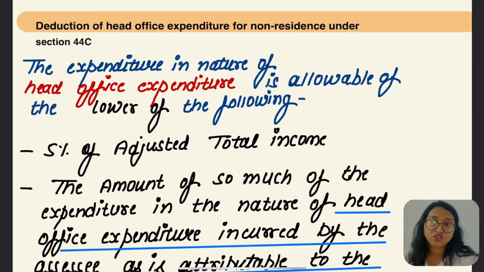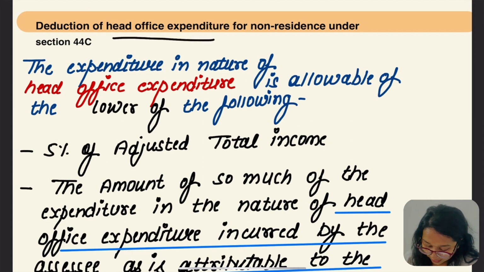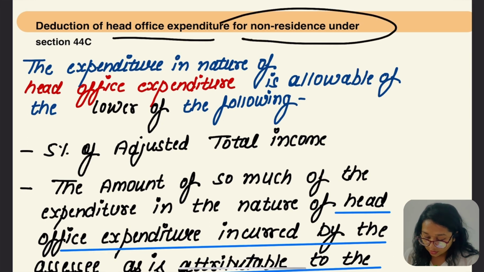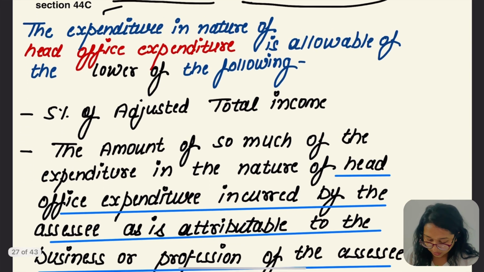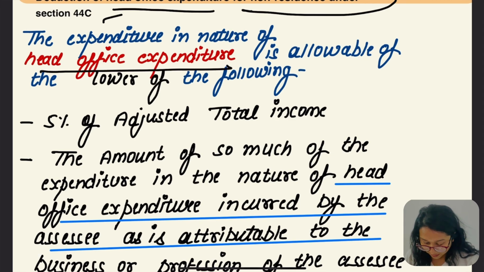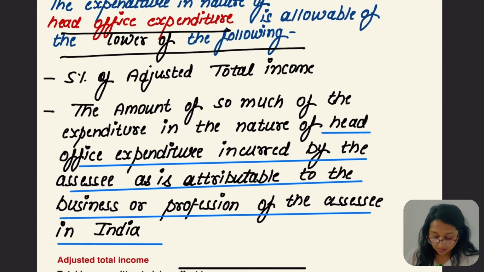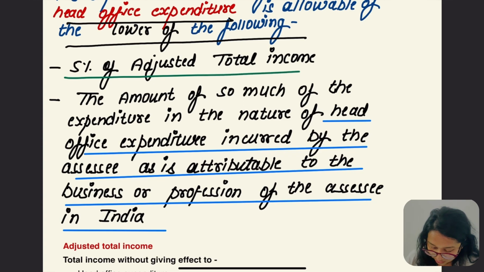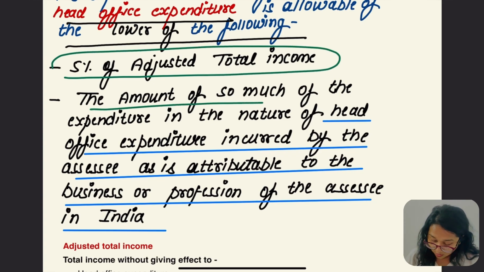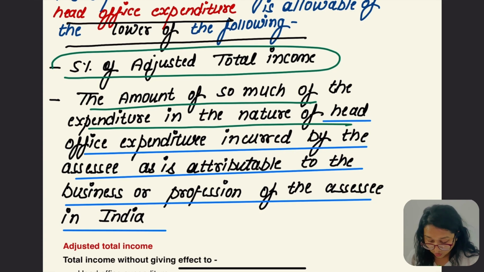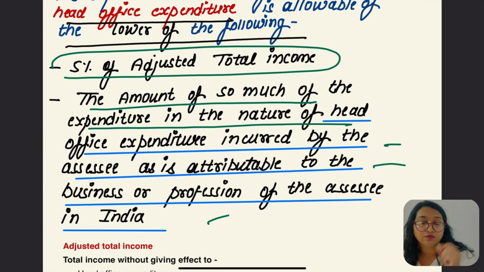So we'll start from section 44C, deduction of head office expenditure for non-residents under section 44C. The head office expenditure is allowable at the lower of the following: 5% of the adjusted total income, or the amount of expenditure in the nature of head office expenditure incurred by the assessee as is attributable to the business or profession of the assessee in India. Whichever is lower, we take as the deduction. So the non-resident will get the deduction.